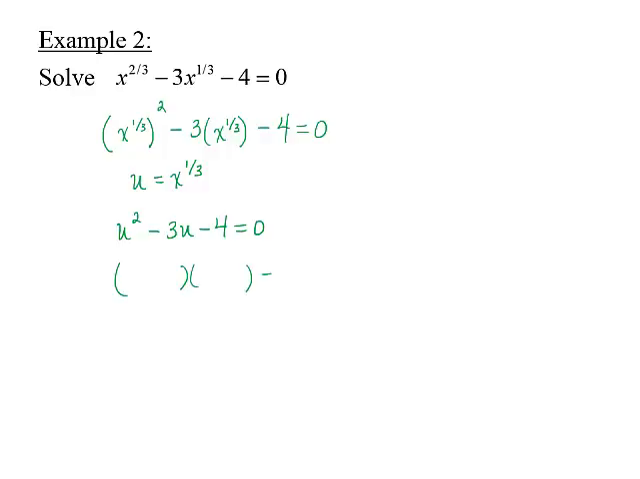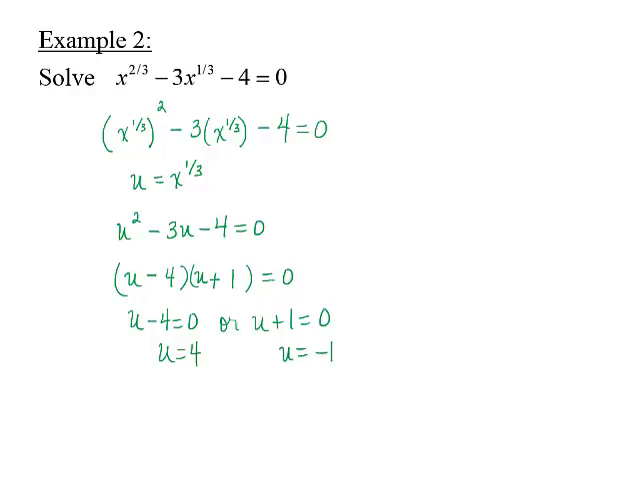Factoring gives us u and u, the factors of 4 whose difference is 3, 4 and 1, different signs with the larger one being negative. So we get u minus 4 equals 0, or u plus 1 equals 0. So u equals 4, or u equals negative 1.